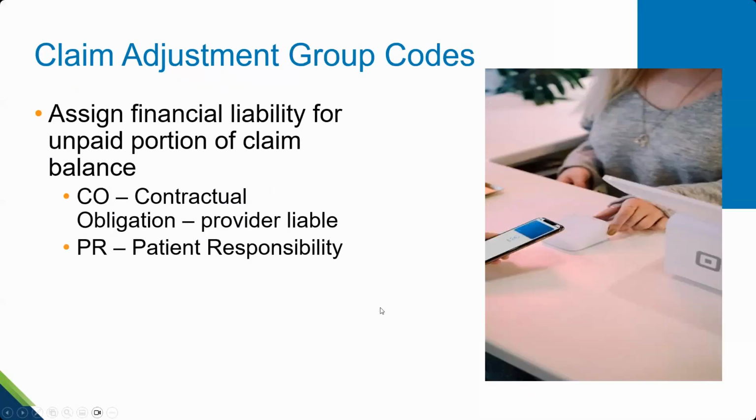Another type of code that appears on the RA is a group code, and I mentioned one earlier, that's CO16, that appears on rejected claims. Group codes convey financial responsibility for the unpaid portion of the claim balance. So if you see a CO, it stands for contractual obligation. That means the provider is liable. If you see a PR on the remittance advice, that group code means that the patient is financially responsible.